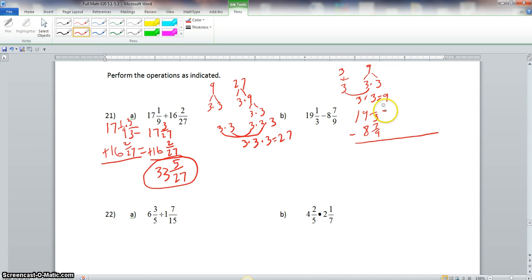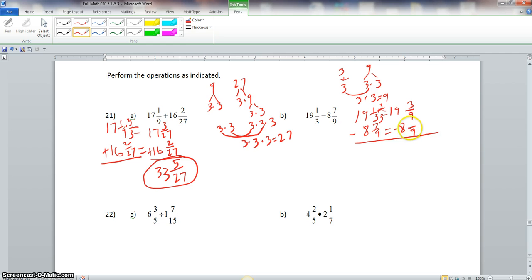Now, remember, we have established our common denominator, which happens to be 9 here. Now, we ask ourselves, comparing 3 to 9, what does 9 have that 3 does not? It has an extra 3. So we'll multiply this numerator and denominator by 3. So we have 1 times 3 is 3, and 3 times 3 is 9.